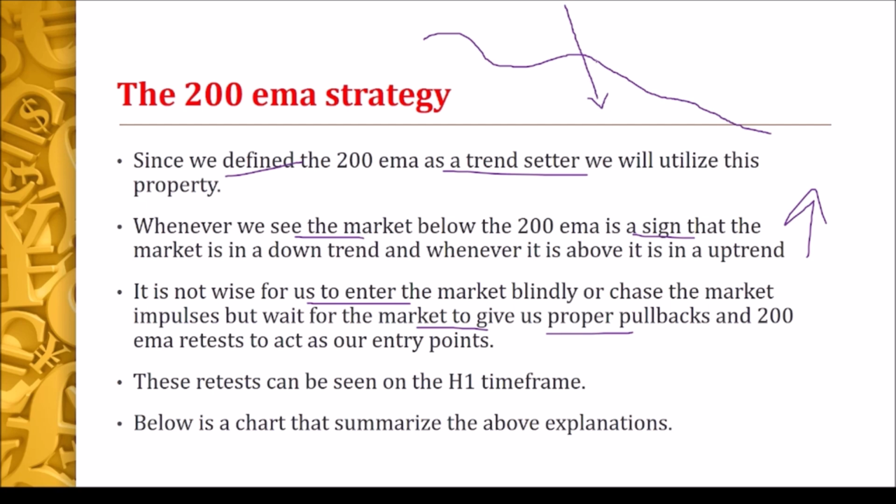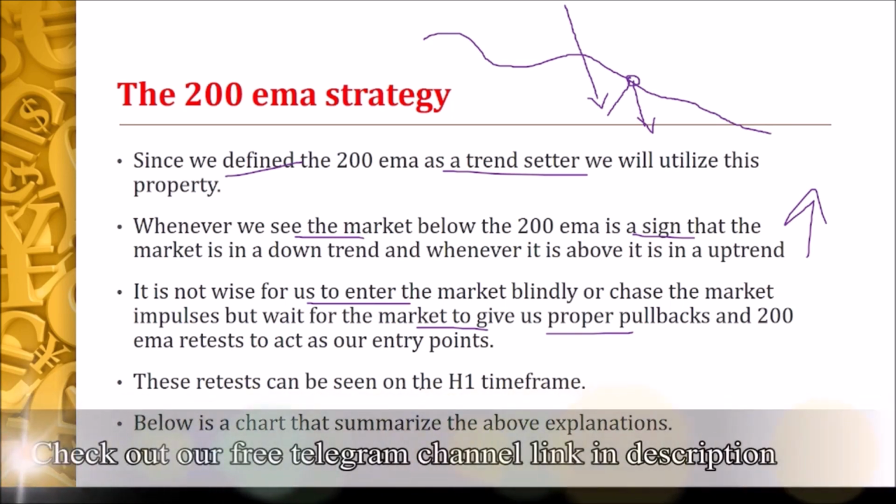We must not enter in such an impulsive move because the market will always pull back after inducing traders. So the next thing is to see the market come back to the 200 EMA to retest that 200 EMA, and this becomes our zone of market interest. That is where we would look to get into the market for a possible continued move. So the retest can be seen on the H1 time frame.